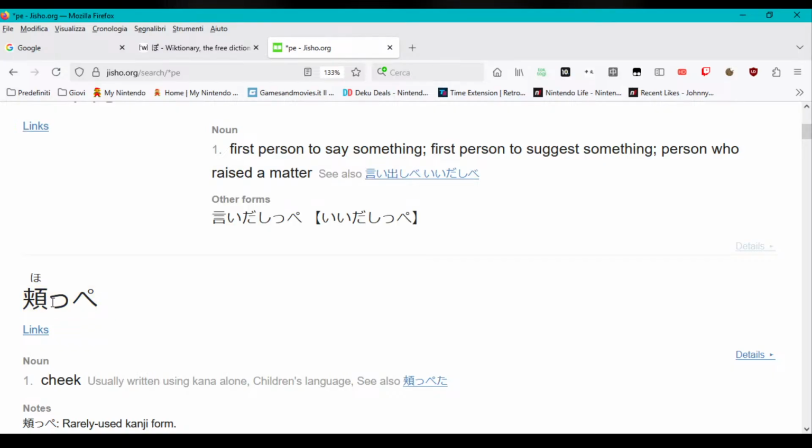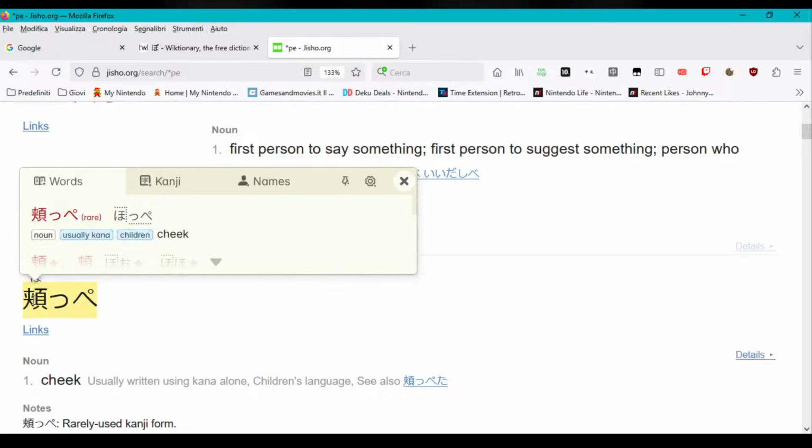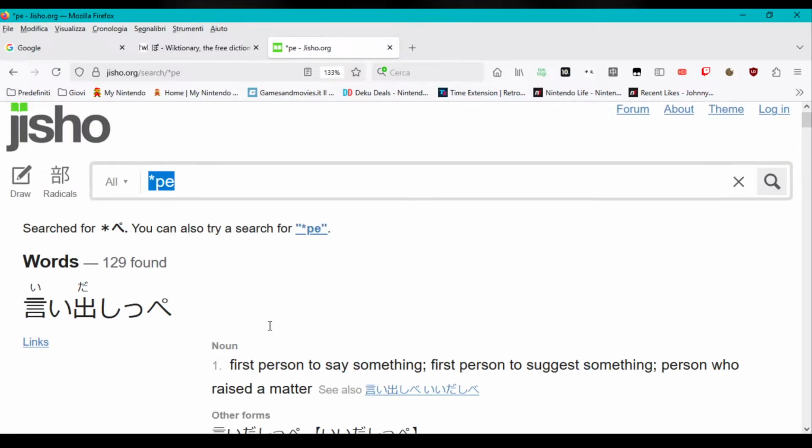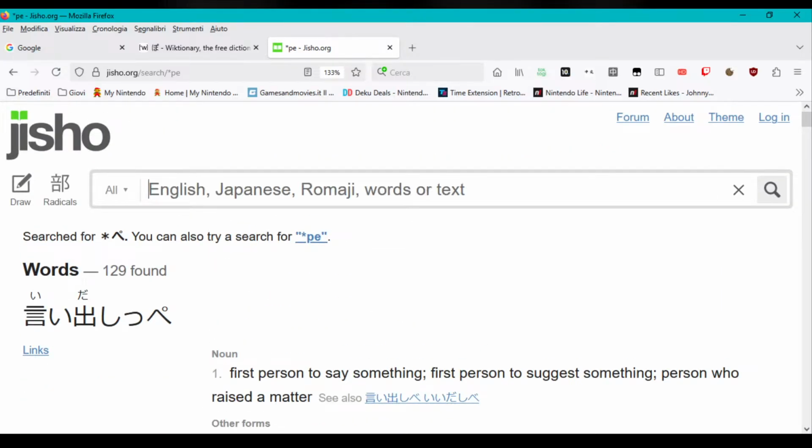This is a children's language word. We then see the actual word used by adults. Hoppe. Cheek. Again in children's language, accented on the first. Hoppe. Let's see the word for cheek.